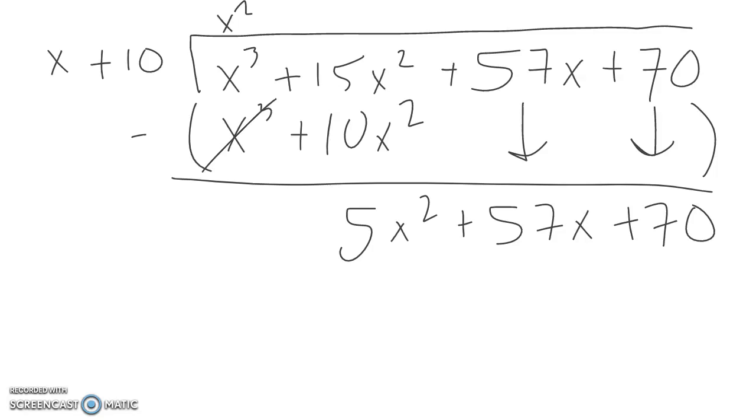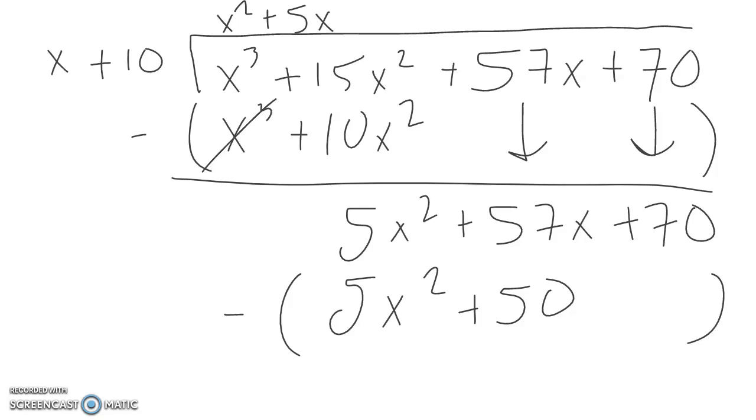5x squared divided by x is going to be 5x. So x times 5x is 5x squared. Going to add the parentheses. Bring down that one. And then we're going to do 10 times 5x, which is going to equal 50x. Now I'm going to subtract the 5x squared plus 50x from 5x squared plus 57x.